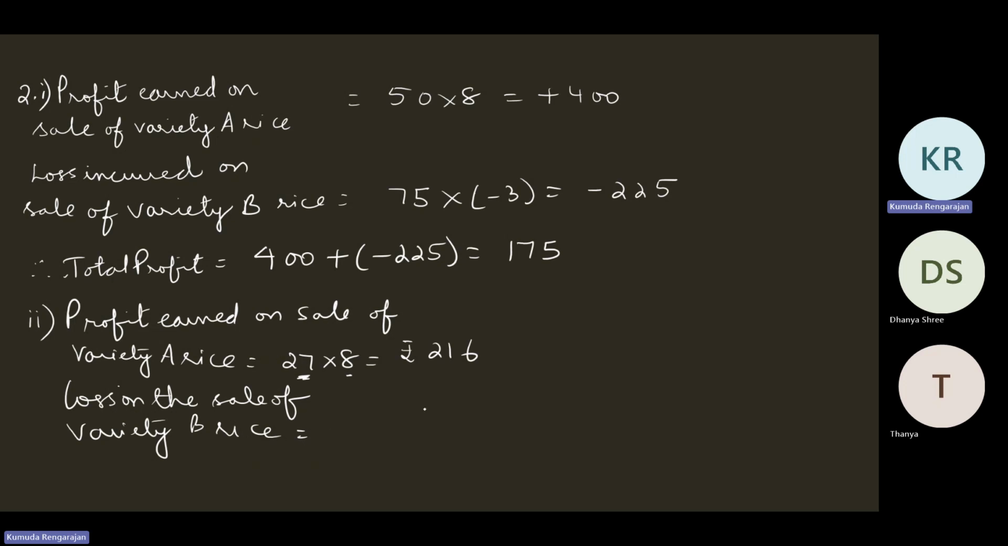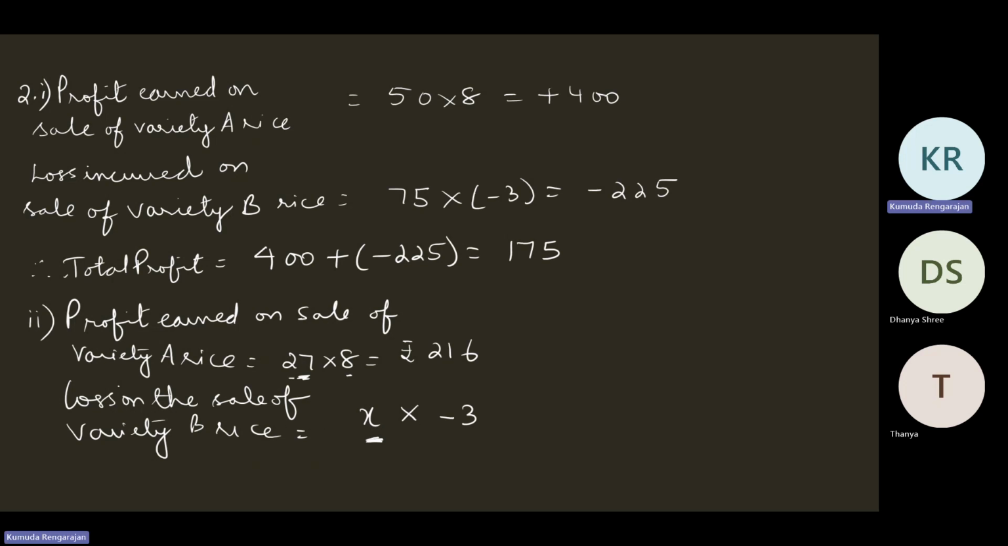We know that the loss per kg is 3 rupees, so we represent that as -3. But how much should he sell? We don't know, so we'll call it X. We have not used any variable so far, so we'll just take it as X. We'll assume that he sold X kgs of variety B rice. So the total loss on selling variety B rice will be X into -3.